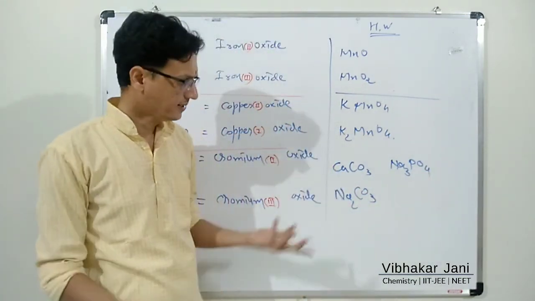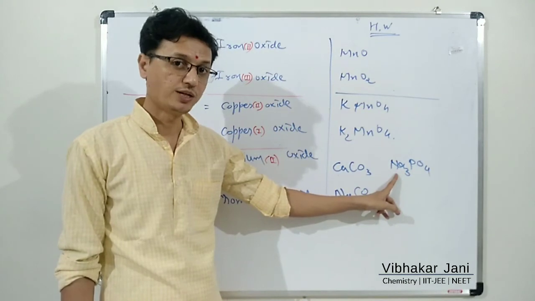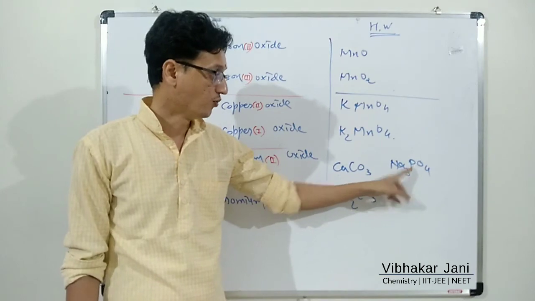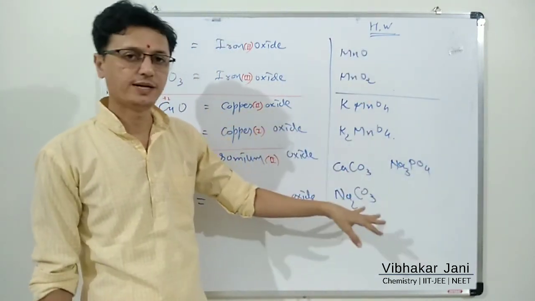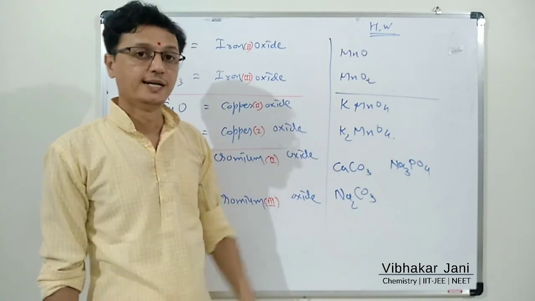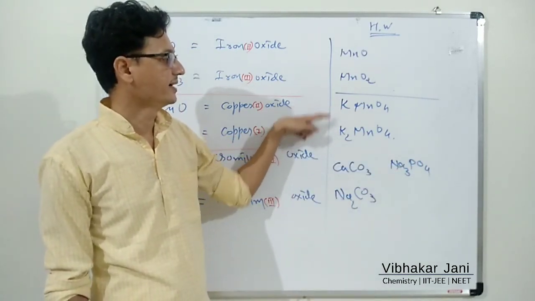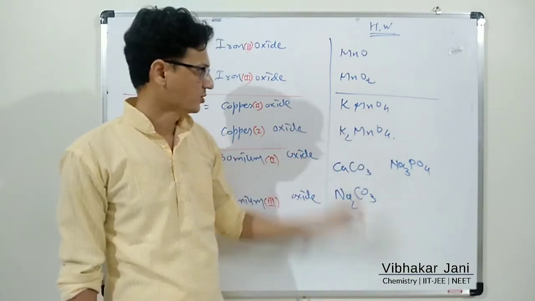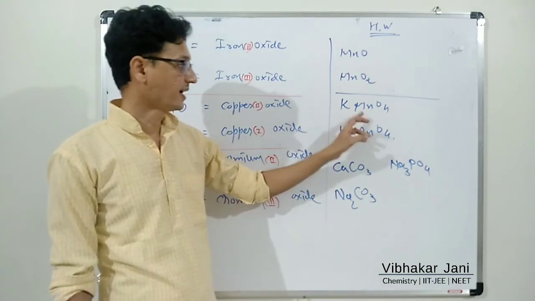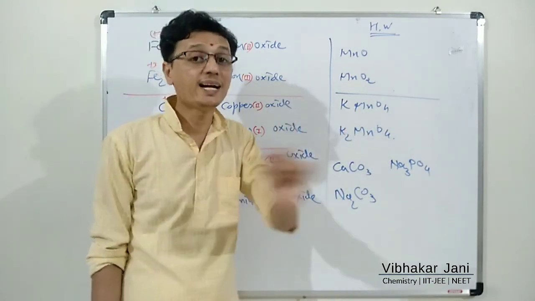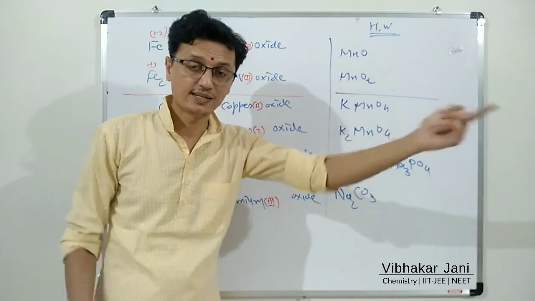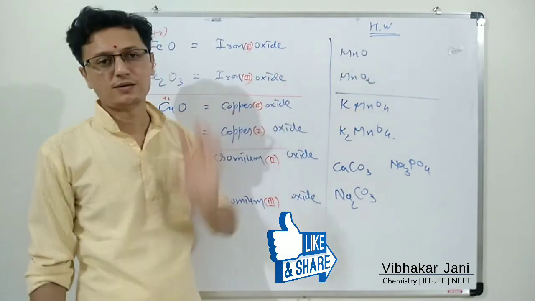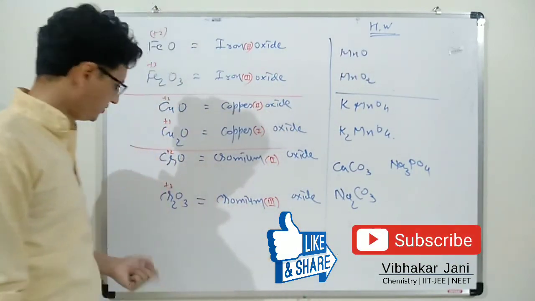Na3PO4. Again, three elements. The name of the first element will be sodium, but after the name of the second element, we will attach ate. So it is sodium phosphate. Same manner, you will give the name of this compound. Again, three elements. Last is oxygen. So the name of the first element will be as it is, but after writing the name of the second element, you attach ate as a suffix, and after that, in brackets, you will mention the oxidation state. So these are for your homework, and that's all for today's video.